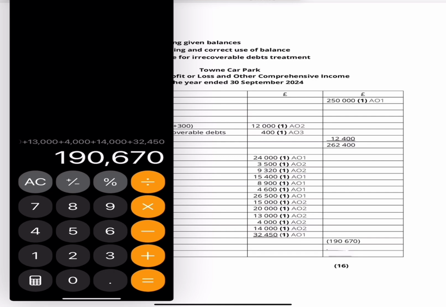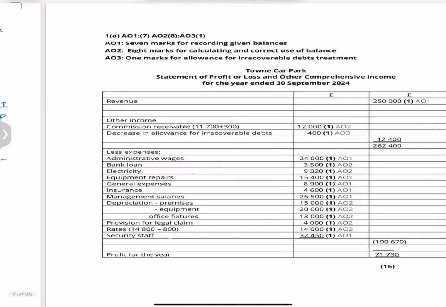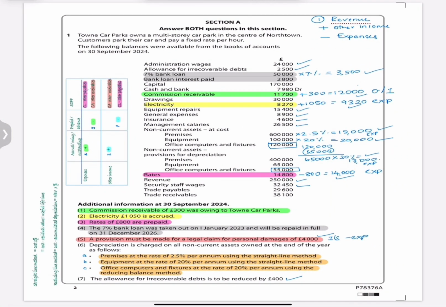Now from 262,400 take away the expenses in order to find the profit for the year. This is how you complete the income statement section for this specific past paper question. Next lesson, we'll learn how to complete a statement of financial position.